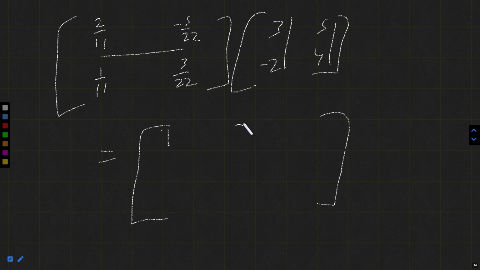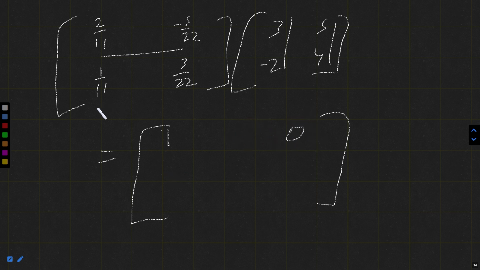You will have 10 by 11 minus what? So 5 multiply 4 by 22. So this will be 2. This will be 11. So 10 by 11. This means 0. Okay, 0.